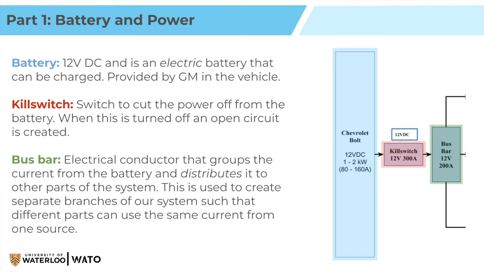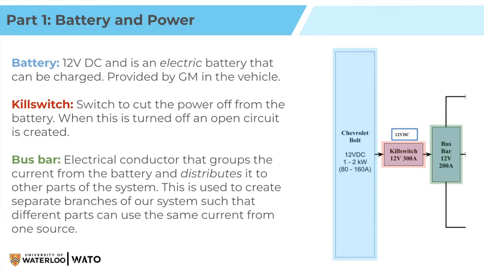Next to the battery is a kill switch. This is a switch to cut the power off from the battery. When this is turned off, an open circuit is effectively created. And why do we want to have a kill switch? Well, we want to avoid draining the battery. So if we're idle or parked in the bay, we generally would have the kill switch off in order to avoid draining the battery and as a result having to recharge it. That's why we have a kill switch. It's also another protection mechanism in case things really start to break, then we can turn it off.